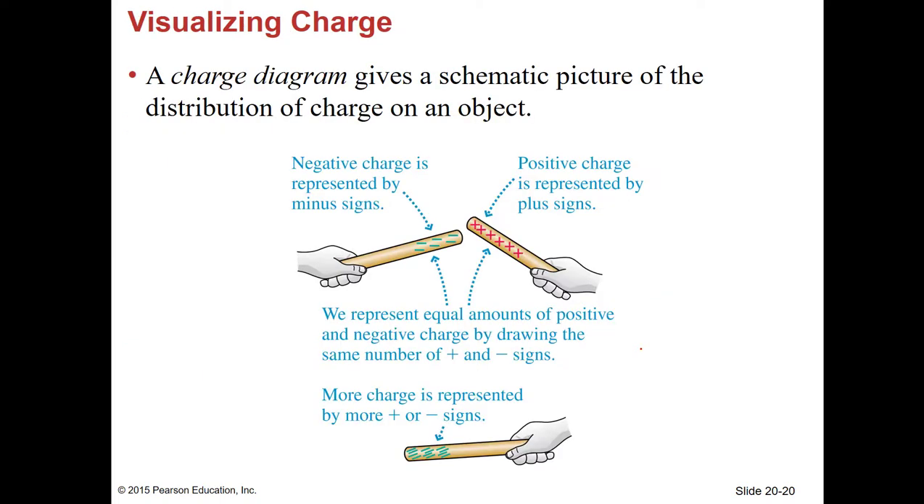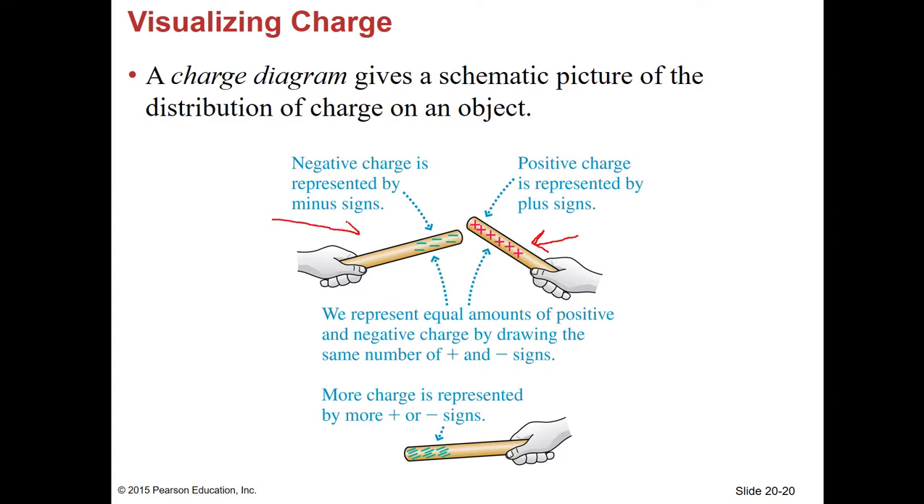Okay. So a charge diagram gives a schematic picture of what's actually going on. Negative charge is represented with a minus, just like you saw on the previous slide, and positive charge is represented by a plus sign. Now what's actually going on here, if this is positively charged, we have removed electrons. Electrons are the charge carrier that's easier to remove. You can't really go through and strip off a bunch of protons from this rod, but you can remove electrons. So electrons have been removed from this rod.